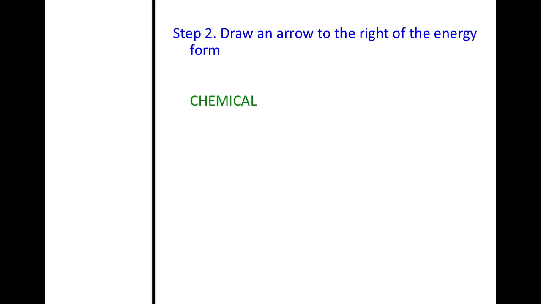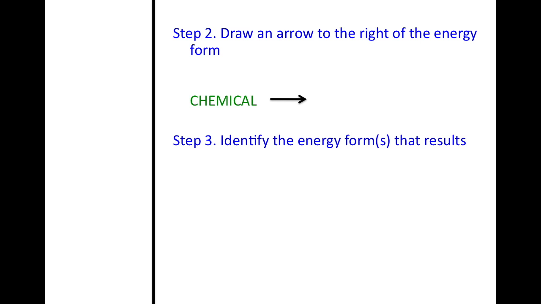Step 2 says to draw an arrow to the right of the energy form. So we have our chemical energy here. We just draw our arrow. So step 3 says to identify the energy form or forms that result. We have chemical, and we know that we're going to be driving the car, so the car is going to be moving. From here, we can say that the chemical energy goes into or changes into mechanical energy.